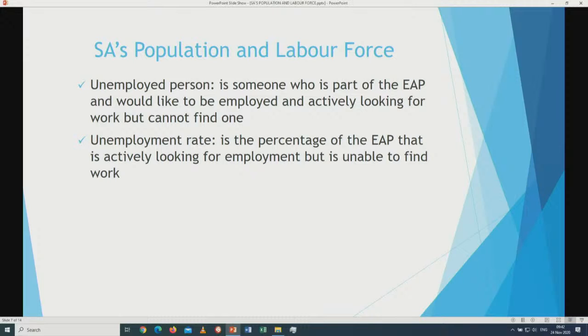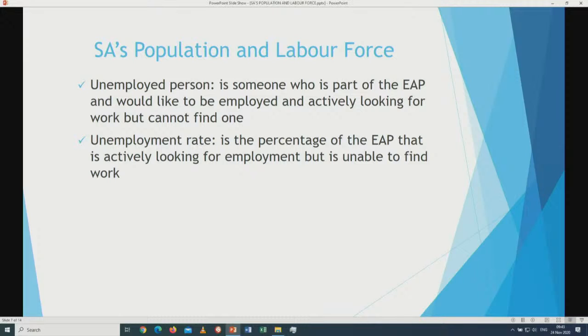And then we're talking about the unemployment rate. This is the percentage of the economically active population that is actively looking for employment but is unable to find work. So that figure gives us the unemployment rate as a percentage of the EAP. If, for instance, we have about 1 million people in the economically active population, and about 100,000 of them cannot find employment, then we say our unemployment rate is 10%. Because 100,000 out of 1 million cannot find employment.